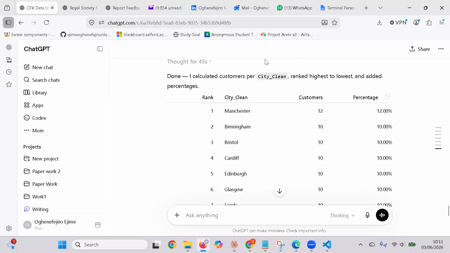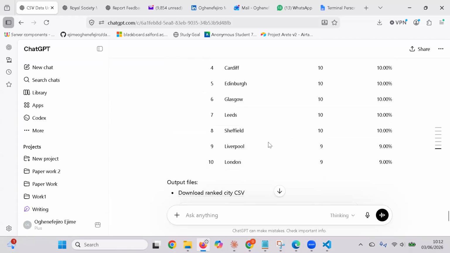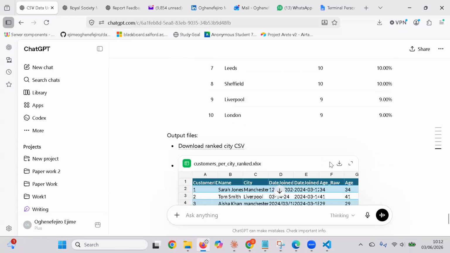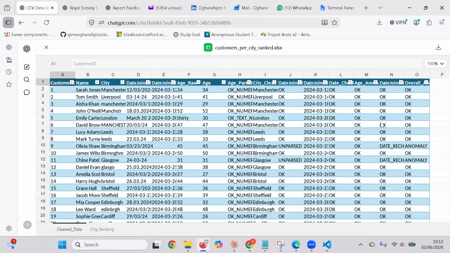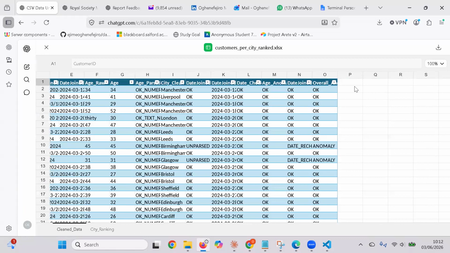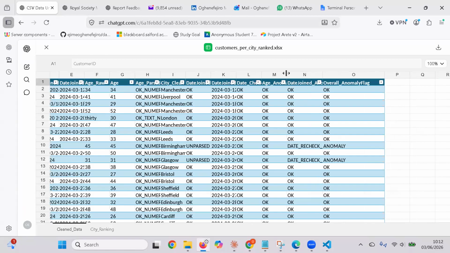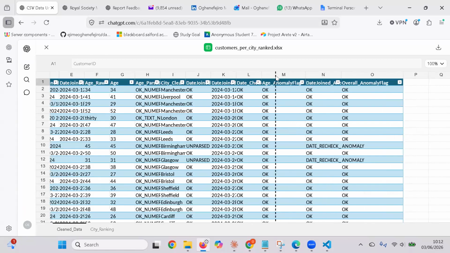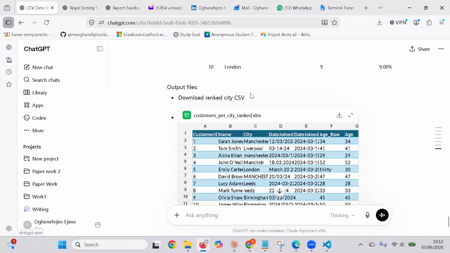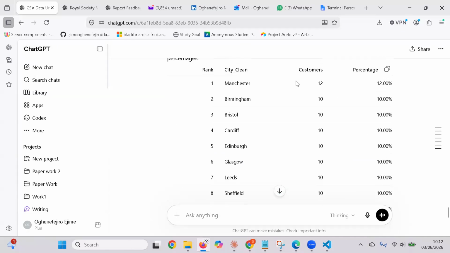So look at what it has actually done. It calculated customers per clean city. Look at it. Manchester has 12%. Birmingham, and the rest share almost 10%. So Liverpool and London have these other numbers. Now, if we go back to this sheet again, it is setting up a flag that we will use later on for other analysis. But it has done what we asked for. This is the analysis we asked for.